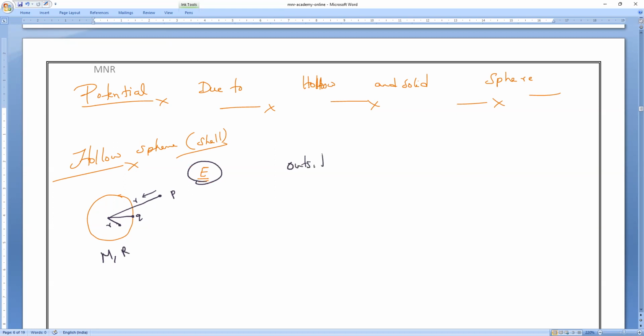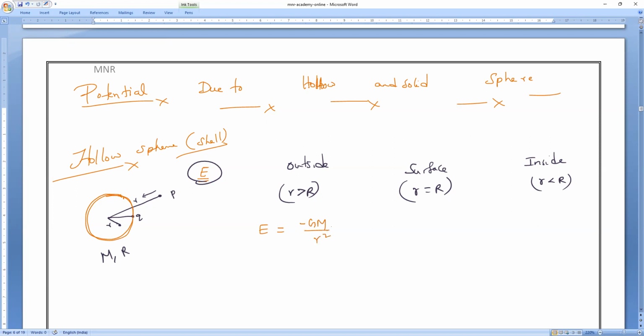Outside, already we have taught you with the derivation. Outside, on surface, and inside. Outside, r is greater than radius. On the surface, r is equal to R. Inside, r is less than R. Do you remember this? We studied or not? Verify, please. So what is the E value outside for hollow sphere? Check your notebooks and tell. I'm not asking anything new, just what you studied.